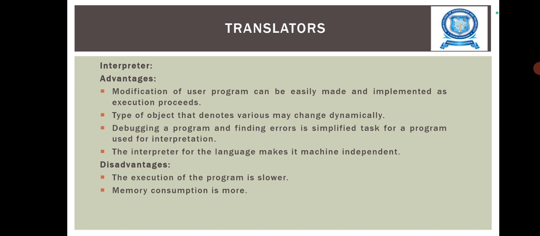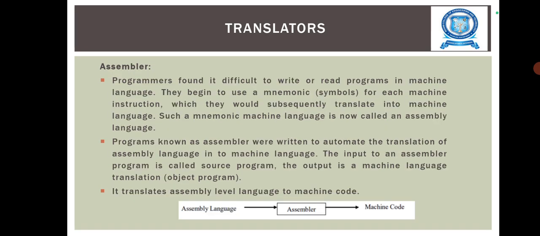Interpreter advantages: modification of a user program can be easily made and implemented as execution proceeds. The type of object that denotes various names may change dynamically. Debugging a program and finding errors is a simplified task for a program used for interpretation. The interpreter for the language makes it machine independent. Disadvantage: the execution of the program is slower, and memory consumption is more.